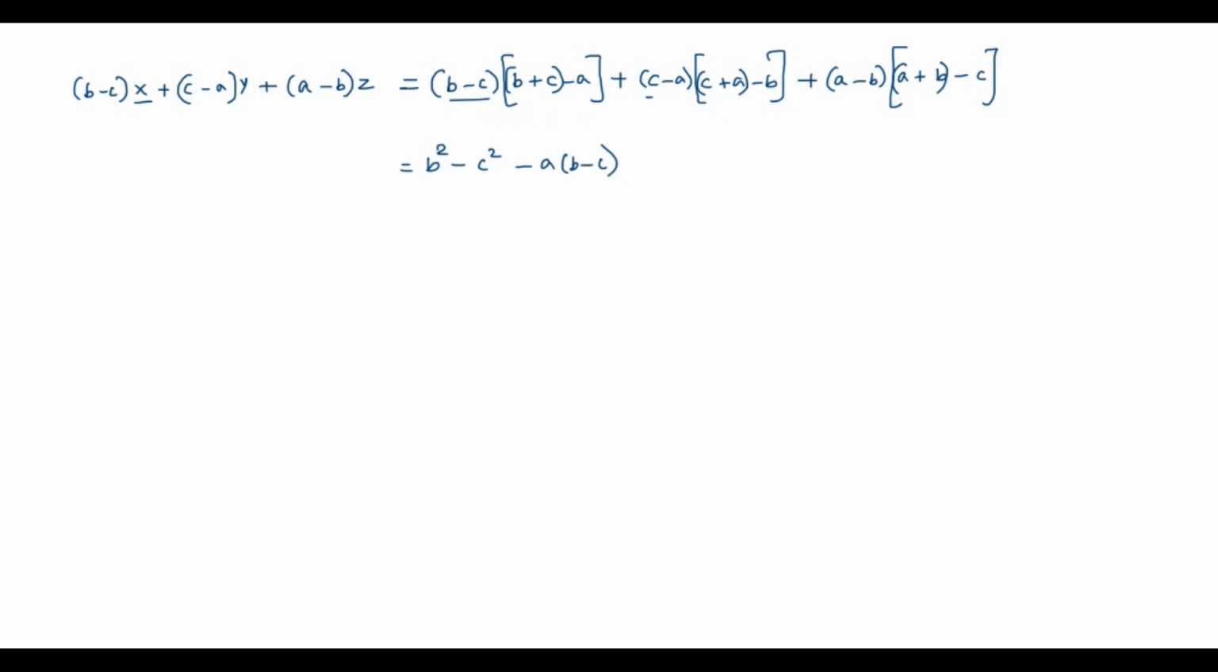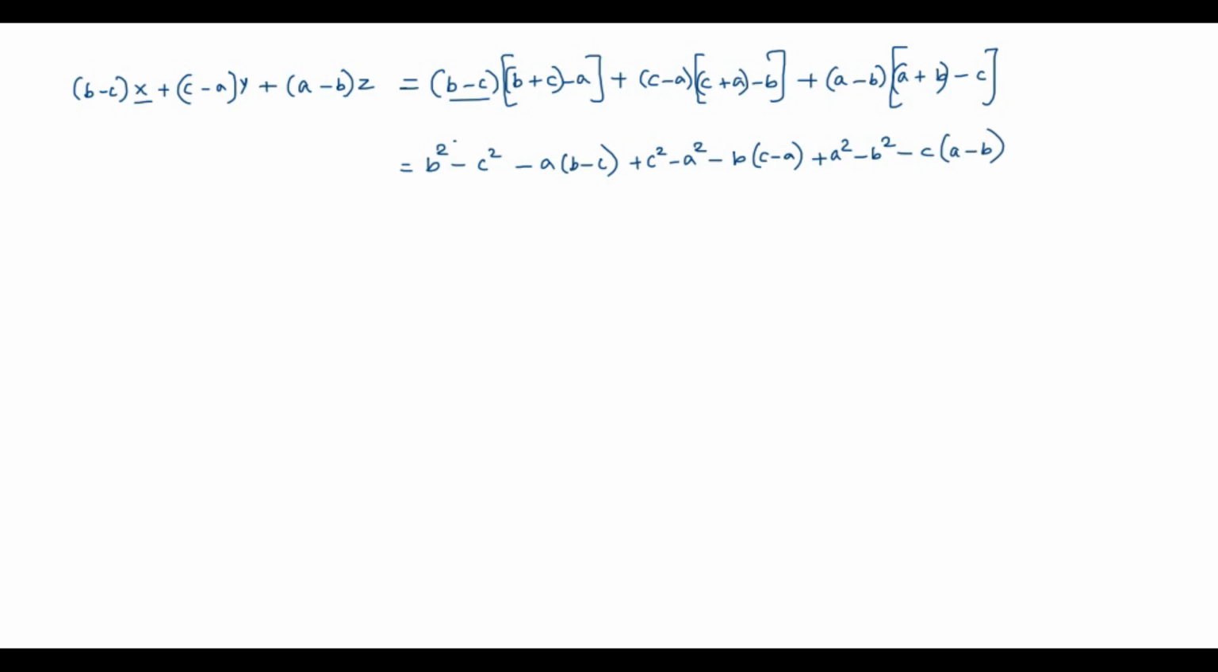The same thing we can do for (c minus a) times (c plus a), because I am going to distribute this one to c plus a and also negative b. When I multiply c minus a and c plus a, it will be c square minus a square. When I multiply this by minus b, it will be minus b times (c minus a). Now I am going to multiply a minus b and a plus b. It will be a square minus b square. When I multiply this (a minus b) and minus c, it will be minus c times (a minus b).